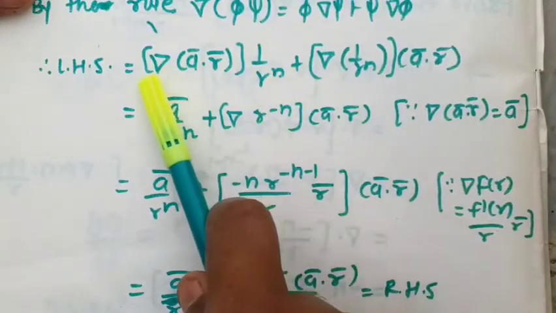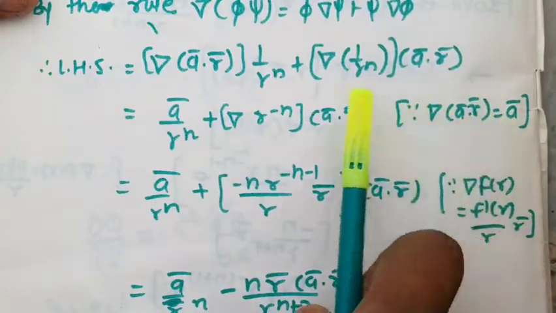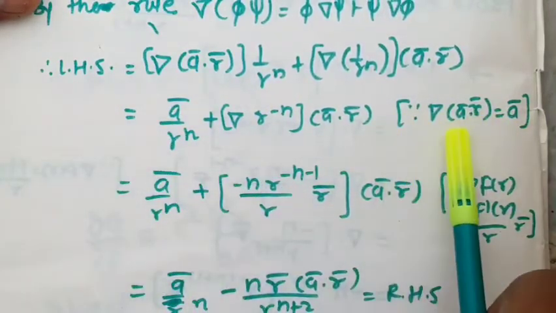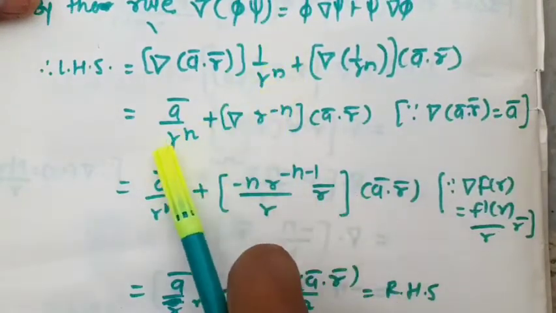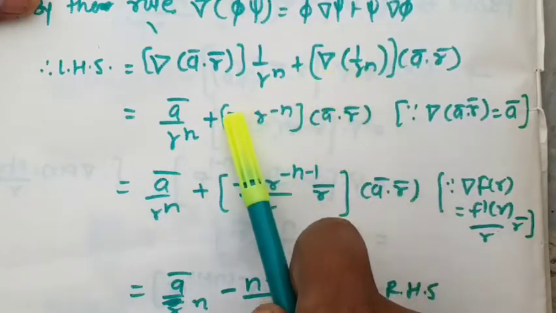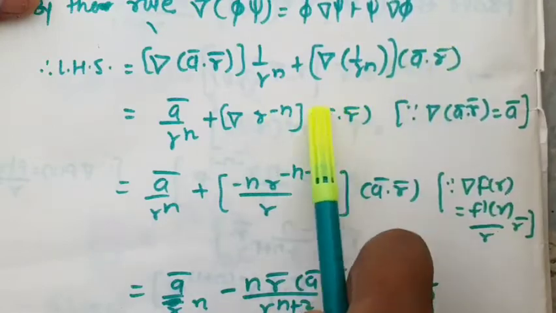Now one result we have: del of a bar dot r bar is a bar. This also we have written in the identities. Whatever results we have written, you need to remember well. Del of a bar dot r bar is a bar. So a bar into this 1 by r raised to n, that is a bar by r raised to n, plus this again can be written as del of r raised to minus n, since 1 by r raised to n can be written as r raised to minus n. This quantity as it is.